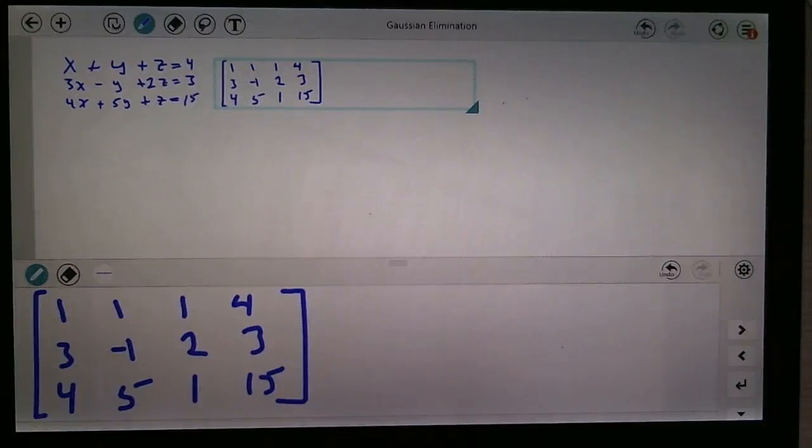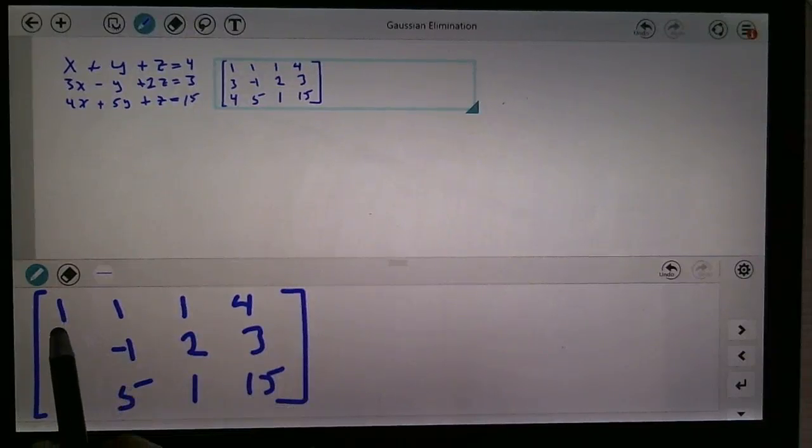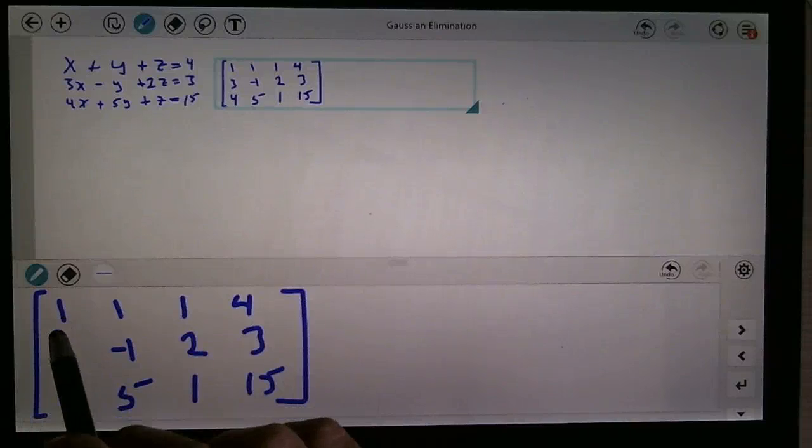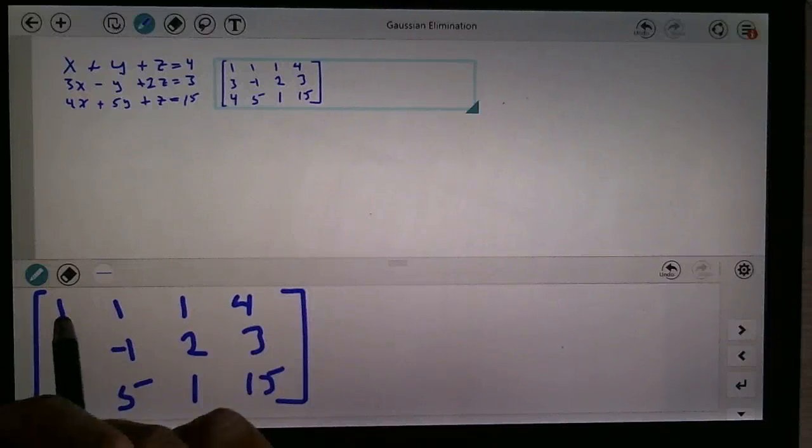So the first thing I focus on is this upper left corner. I want a 1 in that spot. Well, there already is a 1, so good, I'm going to move on to the next step. If there wasn't a 1 there, I could swap some rows around to get a 1 there. If this was a 7, I might just divide that first row by 7 to make it a 1. I can do any elementary row operations to get a 1 right there.